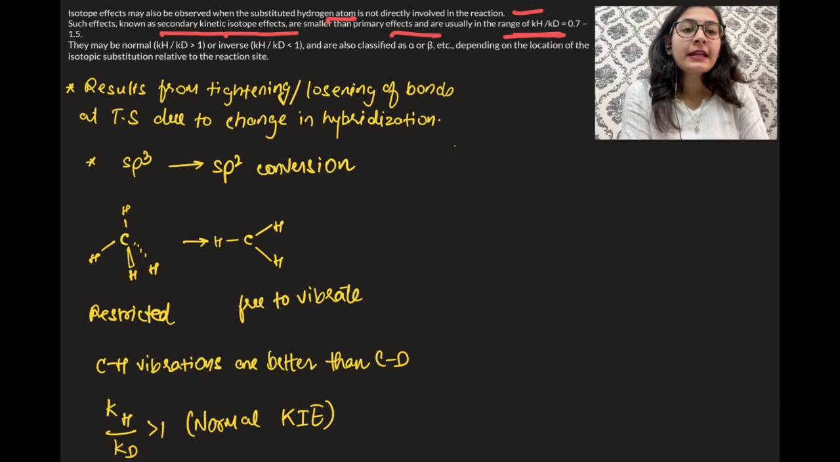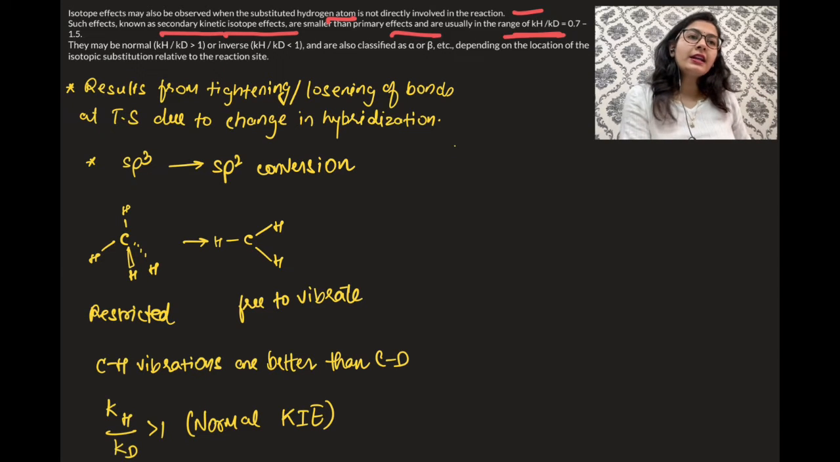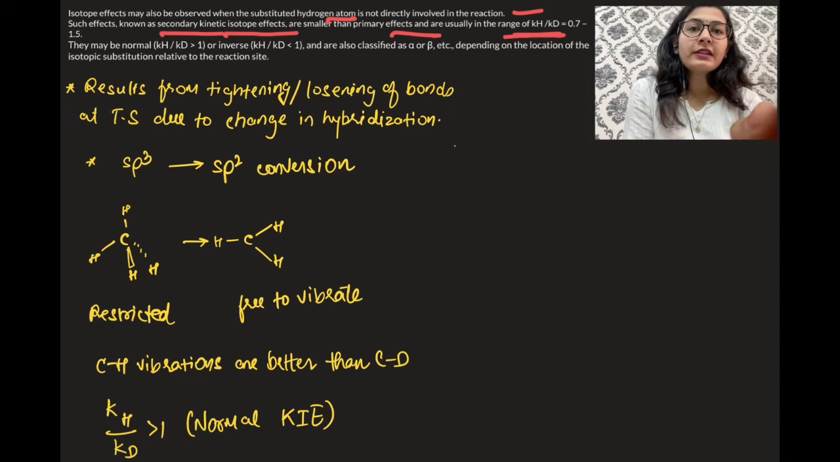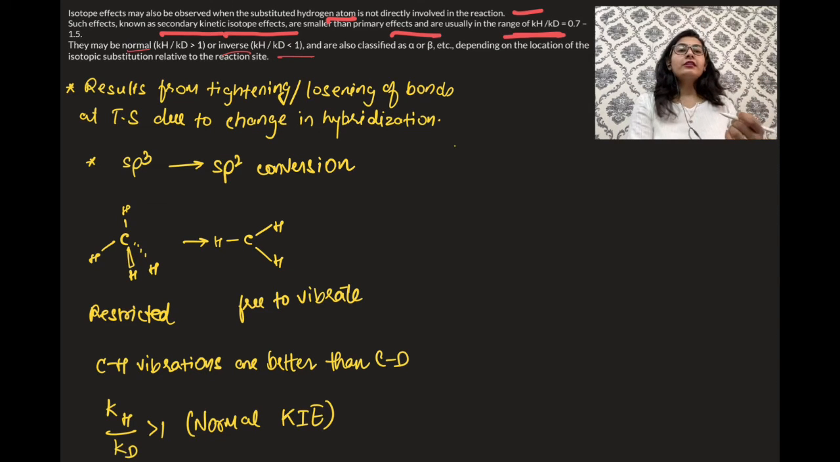If the kinetic isotope effect exists within this ratio, then we say it is secondary, because primary is very high since the rate determining step involves the CH bond breaking. Secondary is a bit lower. So when do we observe this? They may be normal secondary kinetic isotope effects, where kH upon kD is greater than 1, or they could be inverse, where kH upon kD is less than 1. So the bond breaking is not directly involved in the rate determining step. There are two cases for that. Okay, so let's talk about this.